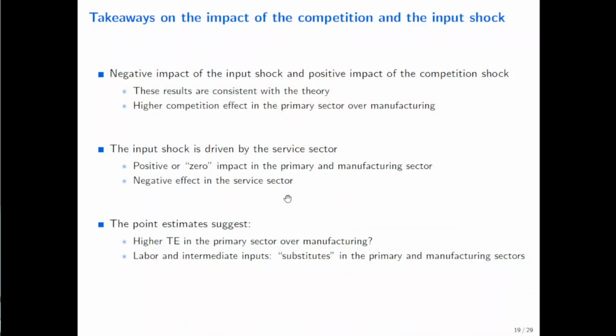Okay, so what are the takeaways on the empirics? Consistent with the theory, there is a negative impact of the input shock and a positive impact of the competition shock. And there is a higher competition effect in the primary sector over the manufacturing one. And the input shock is driven by the service sector, which suggests that in the primary and manufacturing sectors, labor and intermediate inputs are substitutes.